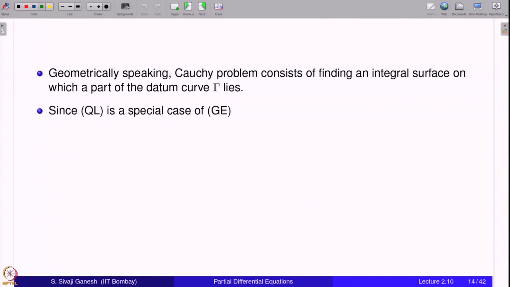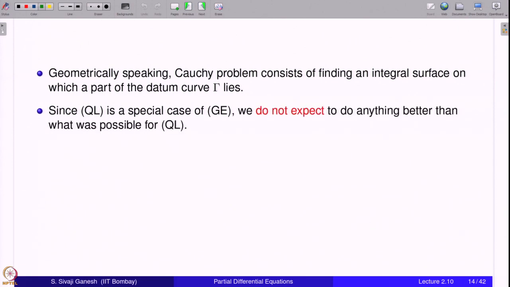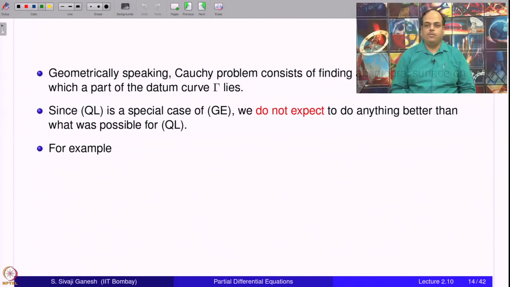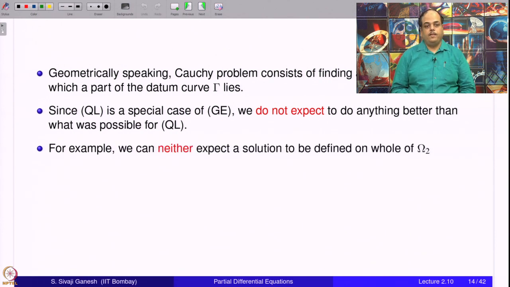Since the quasilinear equation is a special case of GE, you do not expect anything better than what was possible for quasilinear equations, because any result that you show for a general GE continues to hold for QL. Therefore, what you do not have in QL, you do not expect for GE. On the other hand, you can ask the question: what is true for QL, is it still true for GE? That is a question one can ask.